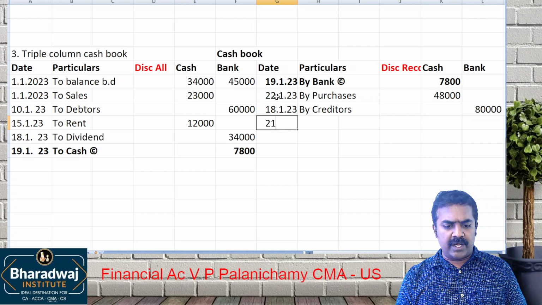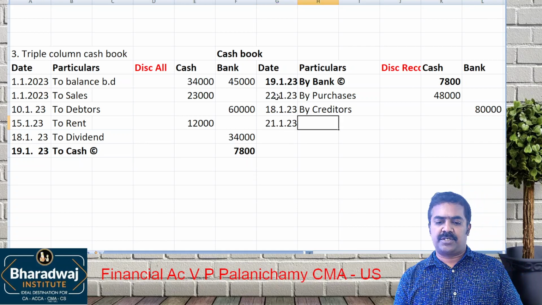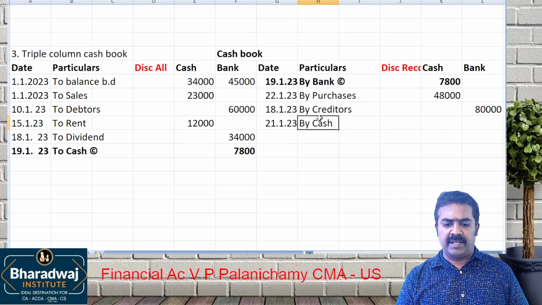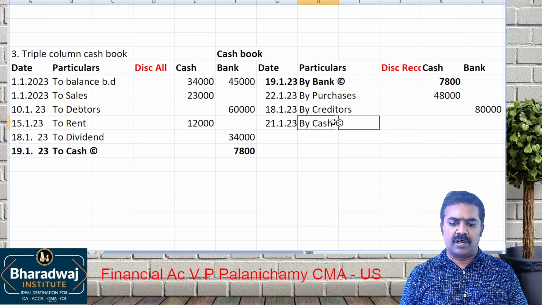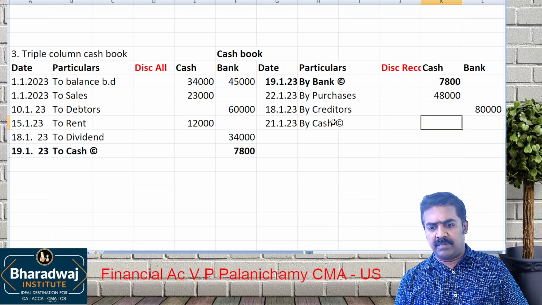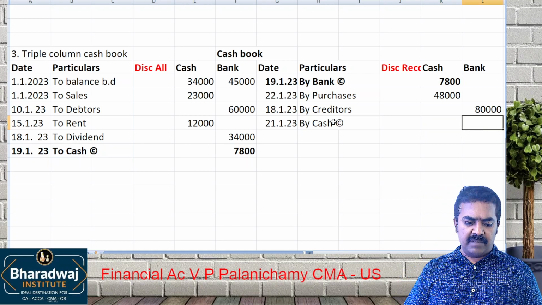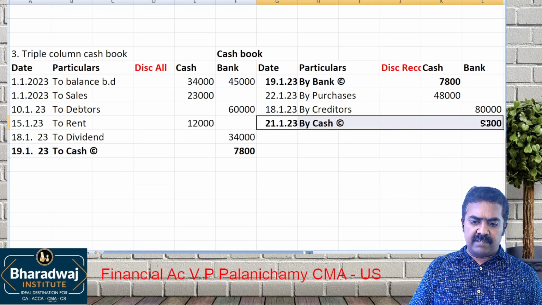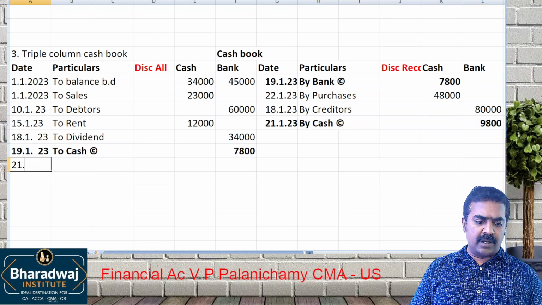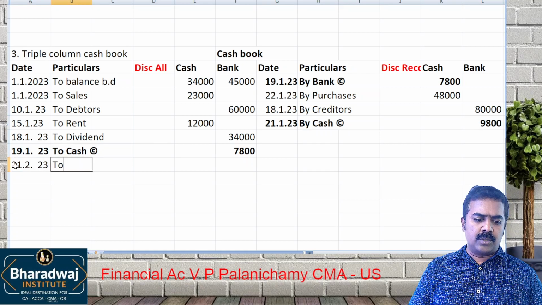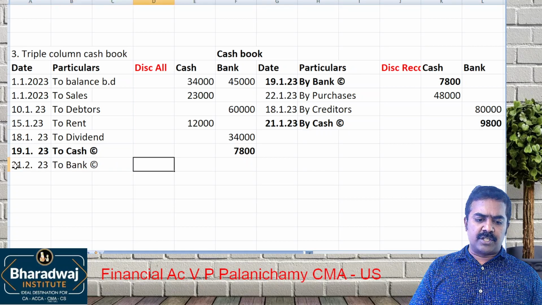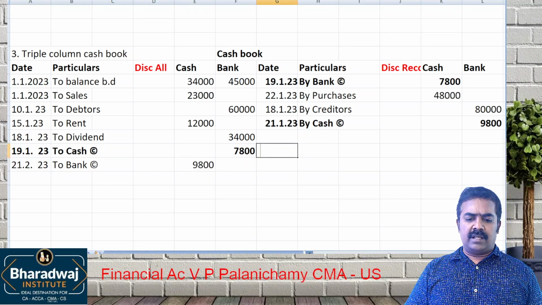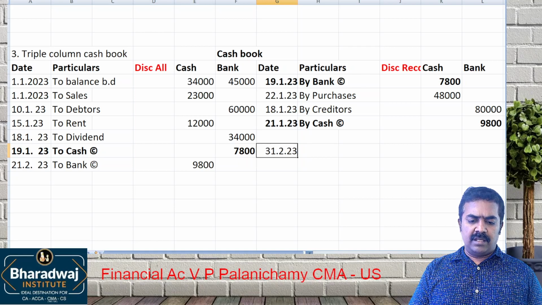Then on 21/1/2023, we withdrew cash. What entry will come? By cash in the bank column. By cash, it's a contra entry in which column? Bank column. Let us assume some 9,800. It will appear as a contra entry on which side? Debit side also. 21/1/23, to bank. Contra entry in which column will it come? Cash comes in, debit what comes in. Then on 31st March 23, we close the balance.